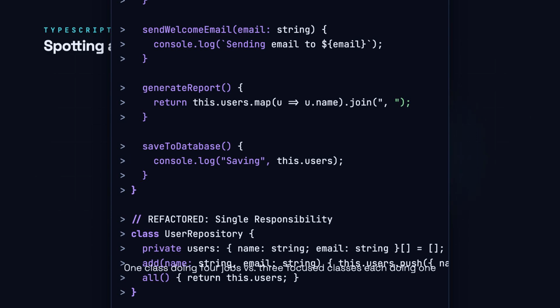Below, we break it apart. UserRepository owns the data. EmailService owns sending. ReportService owns formatting. Each class now has one reason to change, which means changing the email logic cannot accidentally break the report logic.